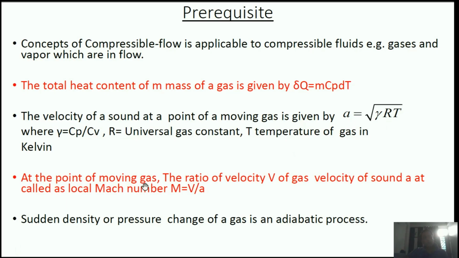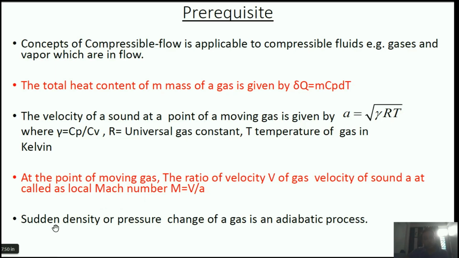Next, you must keep in mind that if there is some gas and at a point the temperature is T, we know gamma and R are constant, however T at different points can be different. So at a particular point, if A is the velocity of sound, and the gas is moving with velocity V at that point, then V divided by A, means velocity of gas upon velocity of sound at that point, is called the local Mach number. Means at that particular point, the Mach number is given by V by A. V is the velocity of gas at that point. A is the velocity of sound at that point of gas.